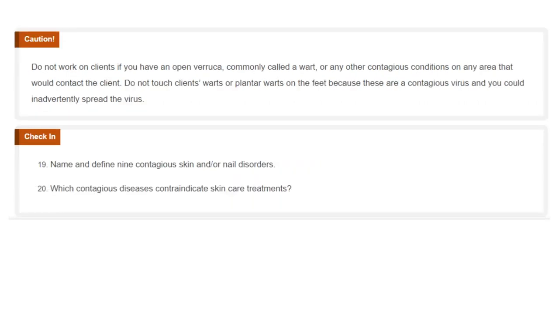Caution. Do not work on clients if you have an open verruca, commonly called a wart, or any other contagious conditions on any area that would contact the client. Do not touch clients' warts or plantar warts on the feet because these are a contagious virus and you could inadvertently spread the virus.